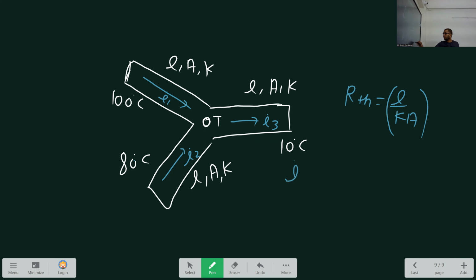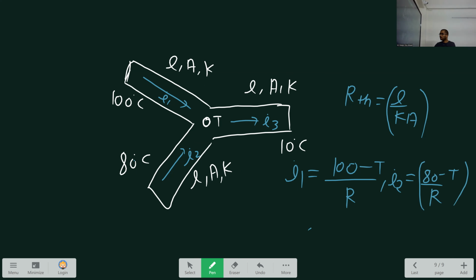Now I1 will be the temperature difference by thermal resistance. So the high temperature is 100 and the low temperature, the temperature at the junction, is T. So I1 is 100 minus T by R. I2 will be 80 minus T by R, and I3 will be T minus 10 by R.